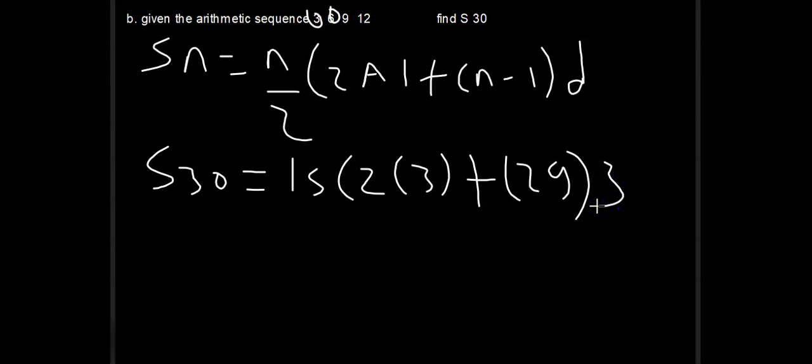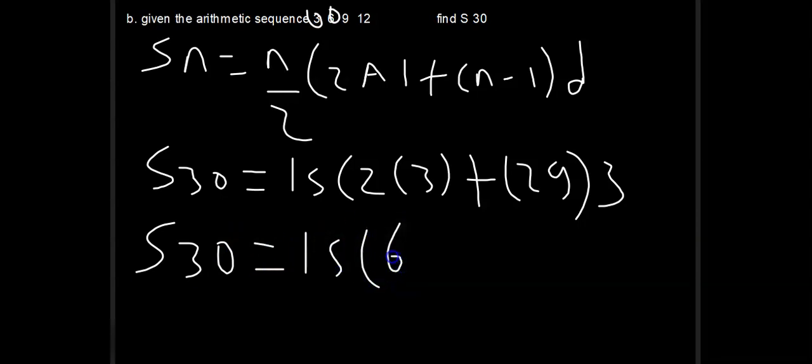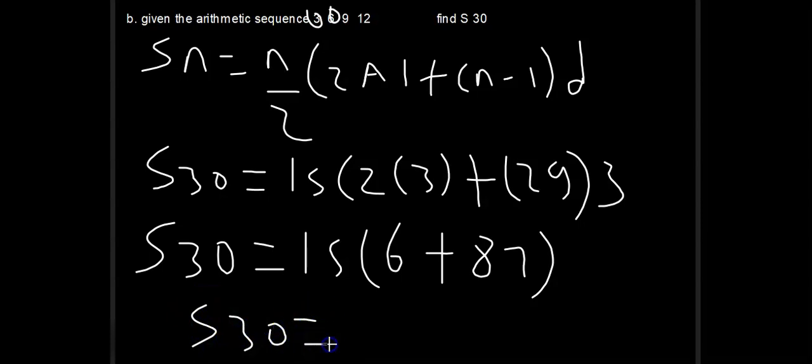Now let's just do the whole multiplication. So it will be the sum of certain numbers. It will be 15, the whole 2 times 6, which is 12, plus 29 times 3, which is 87. So lastly, S30 equals 15 times 87 plus 6, which is 93.